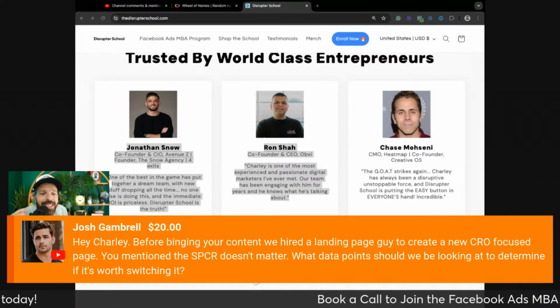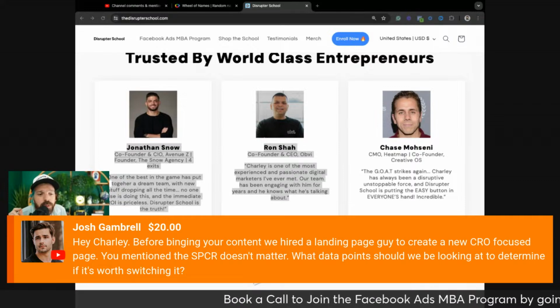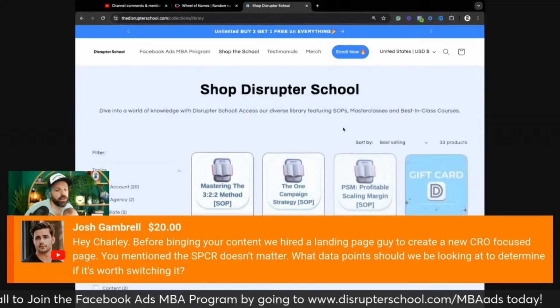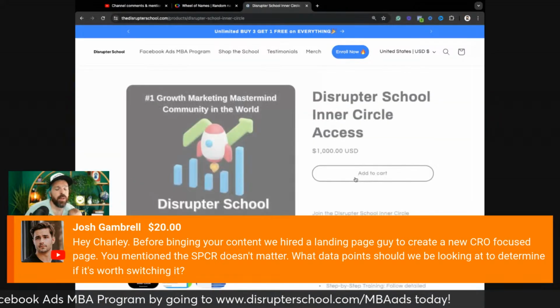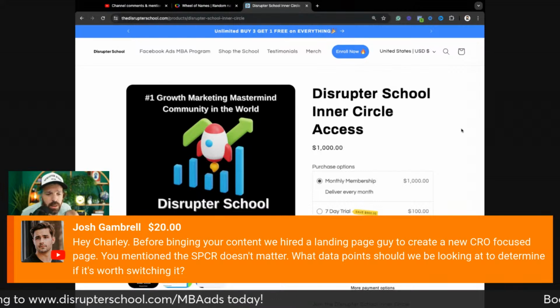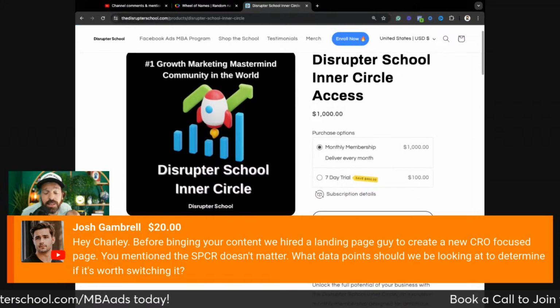If the difference is not at least a double-digit percentage difference, right? Like for instance, I'll just give an example. So for instance, this page that you see here, Josh, this page looked different before.